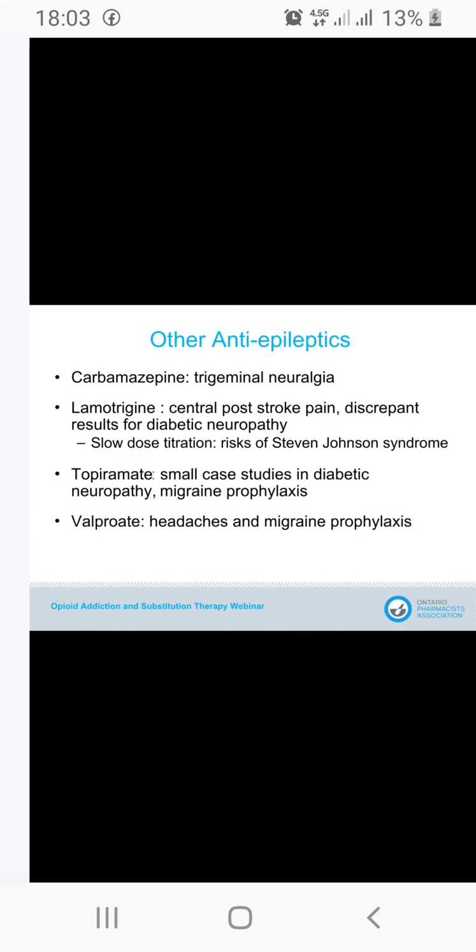Other anti-epileptics include carbamazepine. The main use for this medication is trigeminal neuralgia. Lamotrigine can be used for central post-stroke pain, but there are really discrepant results for diabetic neuropathy. Slow dose titration is needed for this drug because of the risk of Stevens-Johnson syndrome. Topiramate small case studies have been used in diabetic neuropathy, but mainly we use this for migraine prophylaxis. And then lastly, valproic acid is for headaches and migraine prophylaxis.